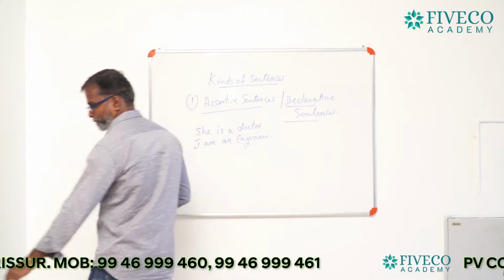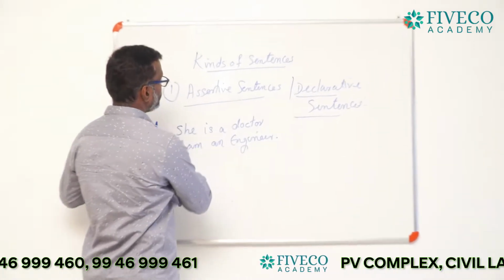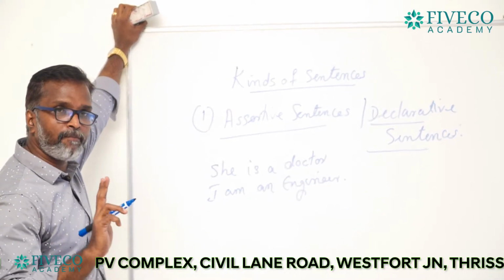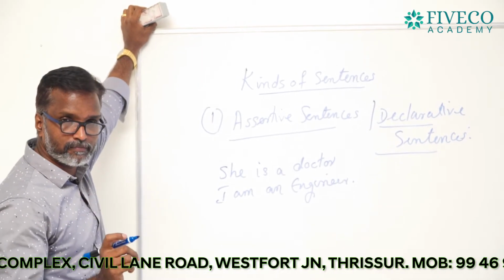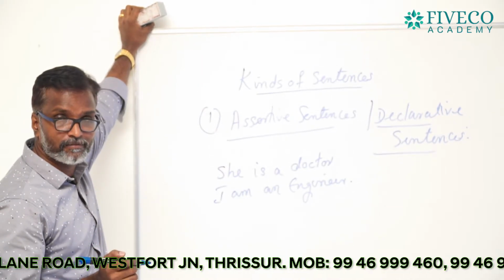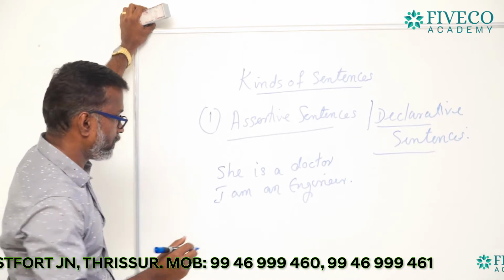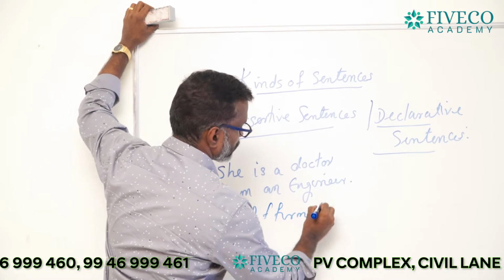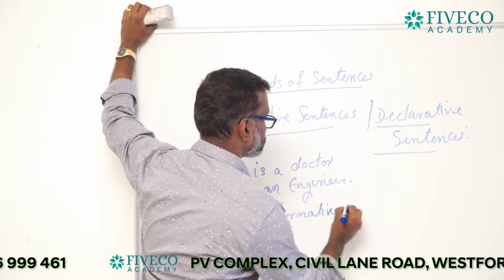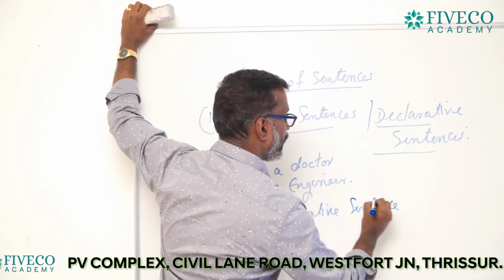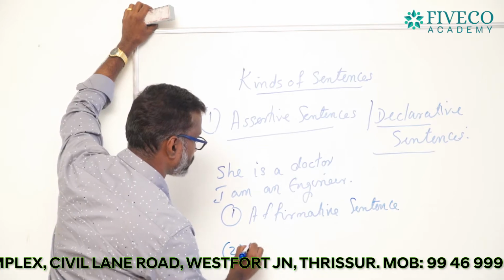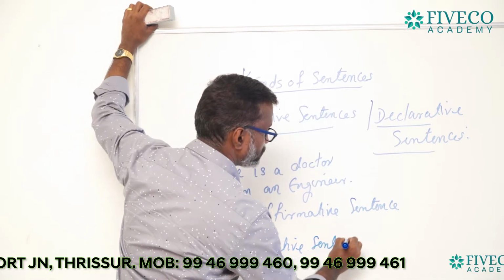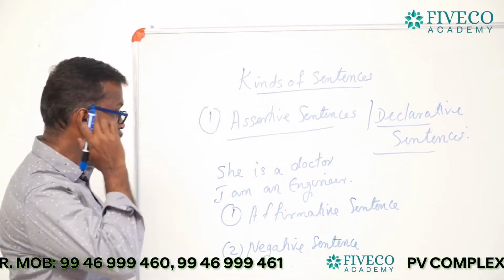And the second one, listen, there is one more. This assertive sentence can be classified into two. It has got two divisions. Do you know that? One is affirmative sentence, and the second one is a negative sentence.